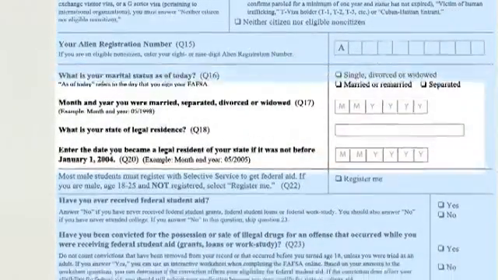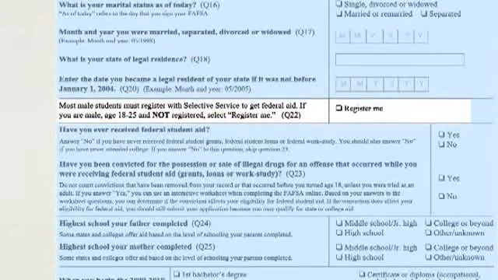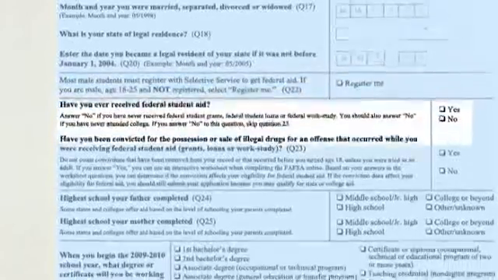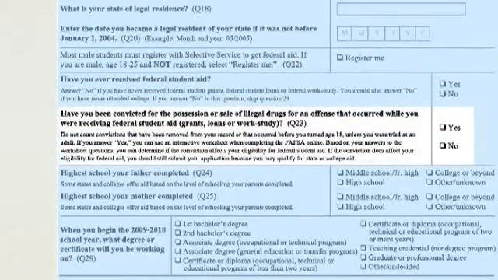Why is question 22 important? Question 22 asks just guys, ages 18 to 25, if they've registered for Selective Service. If you're 18 and haven't registered, just mark Register Me, since it's required by law, and they'll make sure you're signed up. Question 23 is the drug conviction question.